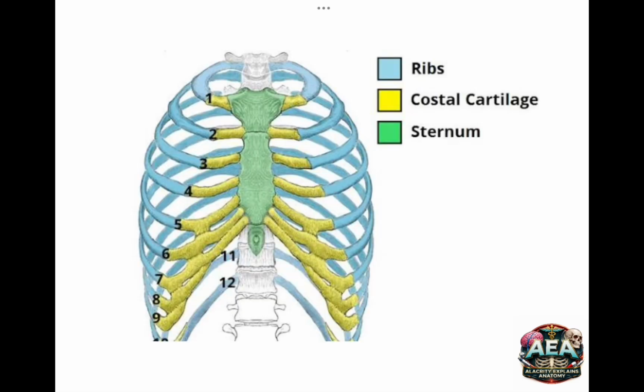Now if you look at this image, you see these are the ribs in blue. The structures in blue are the ribs, while these are the costal cartilages and this is the sternum. So in this video we are looking at the anatomy of the ribs, the osteology of the ribs.